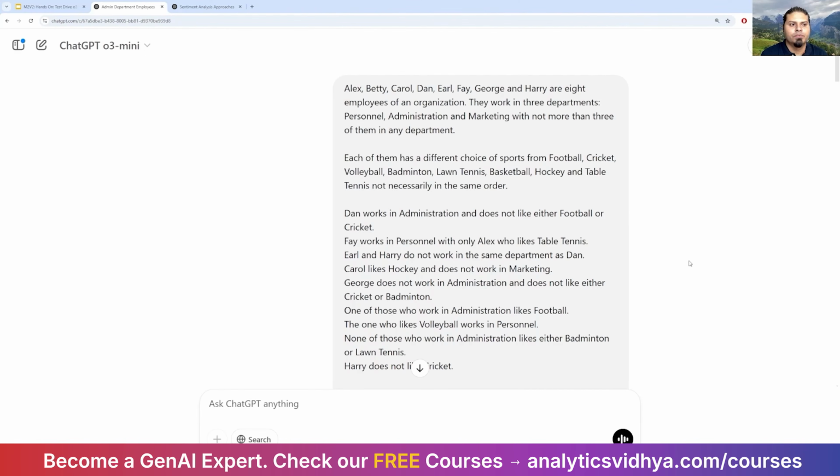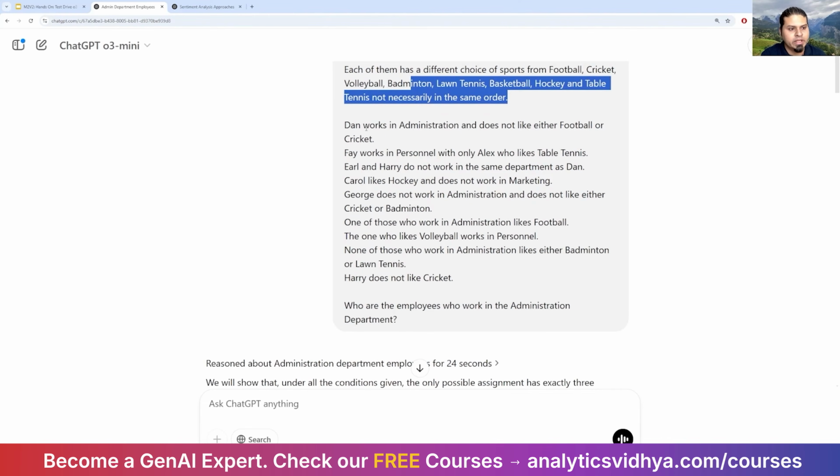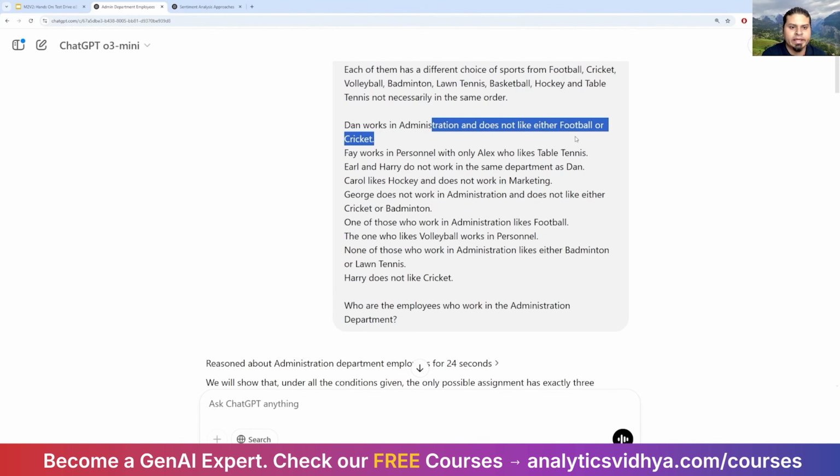So here I've typed in the prompt about 8 employees of an organization. They work in 3 departments, which are personnel, administration, and marketing, with not more than 3 of them in any department. Those are the constraints. And then each of them has a different choice of sport, from football, cricket, volleyball, badminton, lawn tennis, basketball, hockey, and table tennis, not necessarily in the same order. And then we have some further information, like Dan works in administration, does not like either football or cricket. Faye works in personnel, with only Alex who likes table tennis.